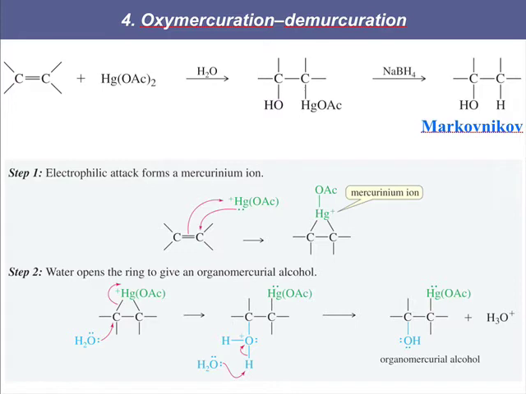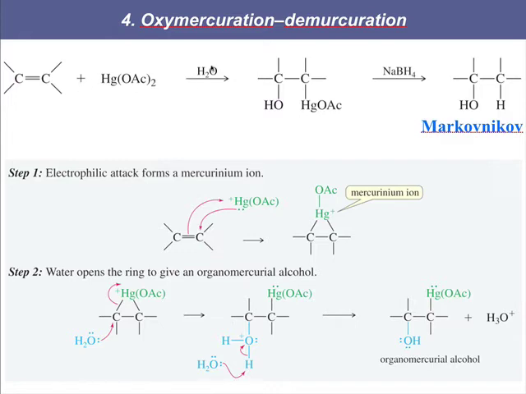But let's look at the mechanism. First of all, the overall reaction. Here's our alkene, and we've got some groups on it, whatever they are. They're not labeled in this case. We're going to use mercury acetate, Hg(OAc)2. This OAc is shorthand for an acetate group. So we've got mercury diacetate and water.